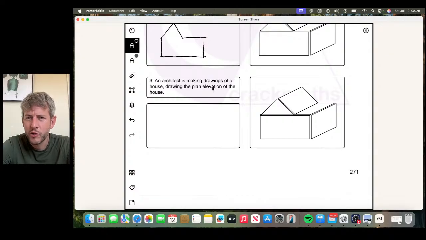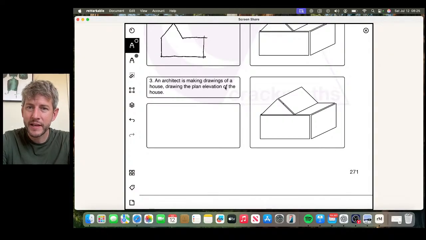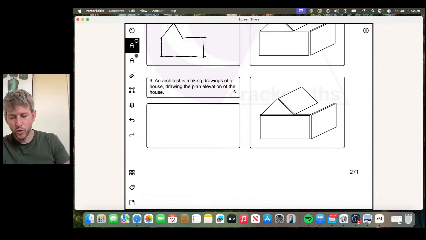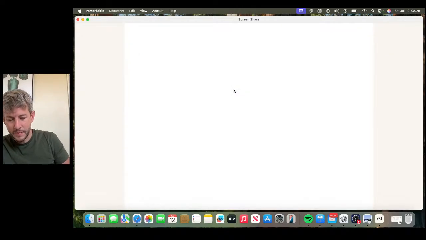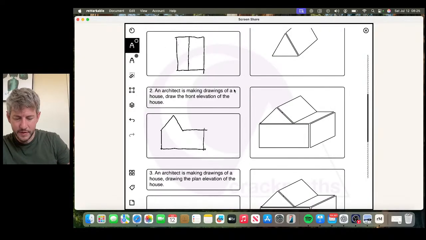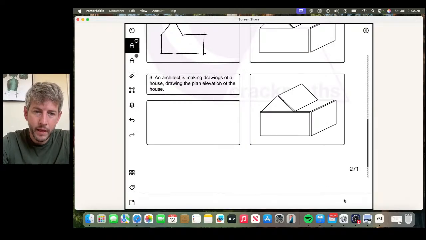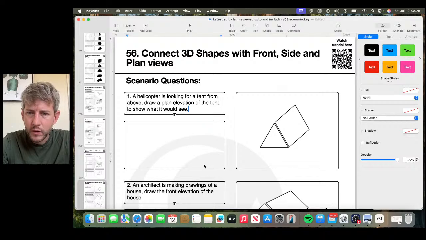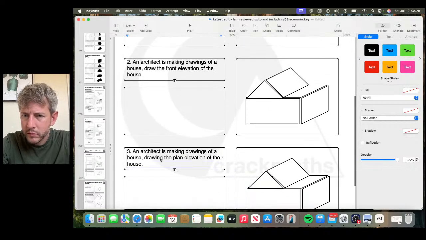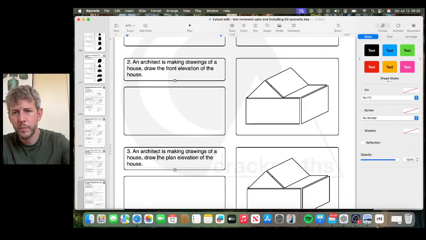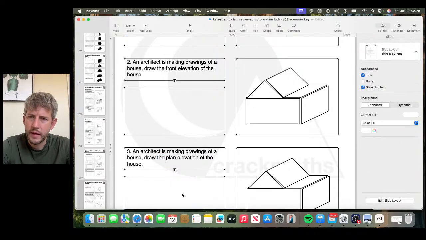An architect is making drawings of a house, drawing the plan elevation of the house. So it means to say draw. Okay, let me just quickly alter that. Here we go. Draw the plan elevation of the house.